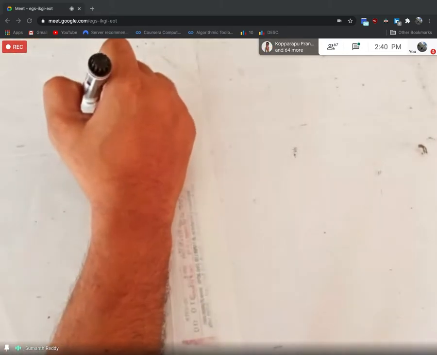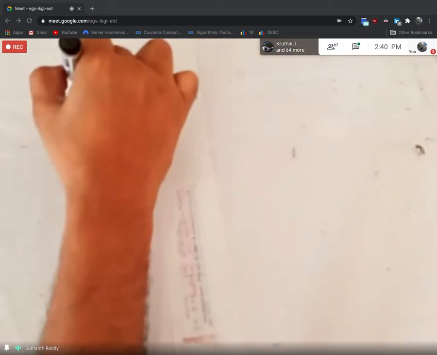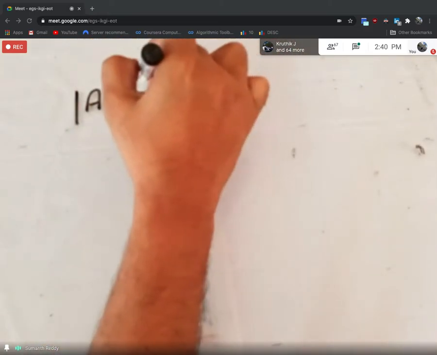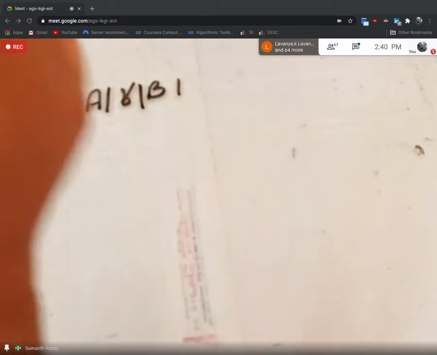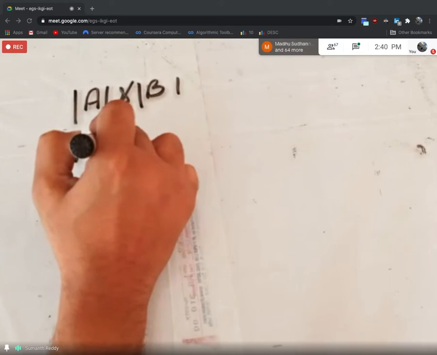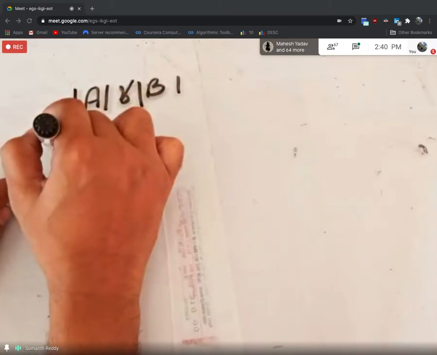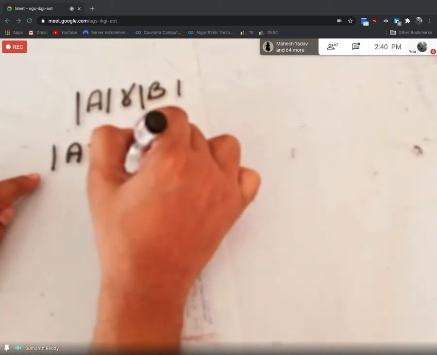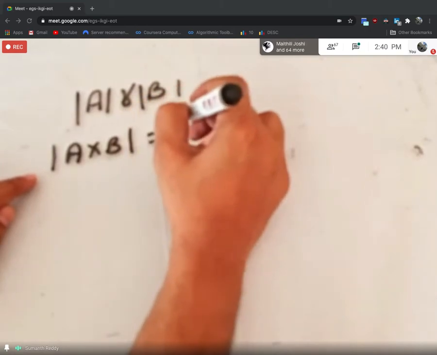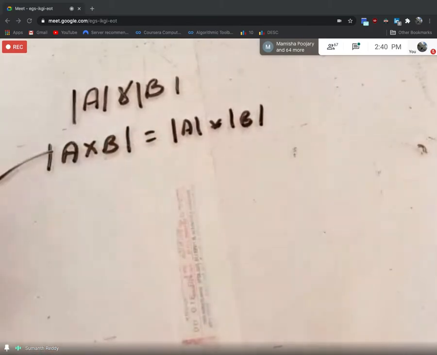With respect to relations, suppose A and B are two sets, and if I know the number of elements in the set A, that is cardinality of A, and the number of elements in the set B, that is cardinality of B, I can easily find the number of elements in the Cartesian product. You already know the Cartesian product is represented as A cross B. So the number of elements, cardinality of A cross B, is given by number of elements in the set A into number of elements in the set B, right? So this part you know.